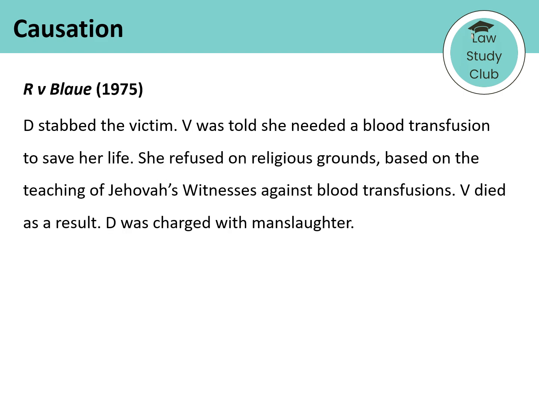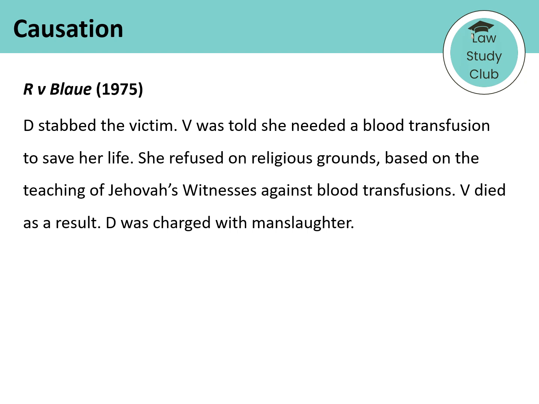The next key rule of causation can be found in R v Blau. In Blau, the defendant stabbed the victim. The victim was told she needed a blood transfusion to save her life, but she refused the transfusion on religious grounds because she was a Jehovah's Witness. The victim then died as a result, and the defendant was charged with manslaughter. The question here is whether the defendant should be liable for the victim's death, even though the victim might have survived if she'd accepted the blood transfusion.